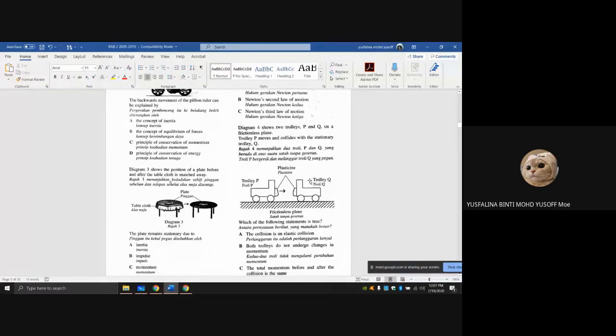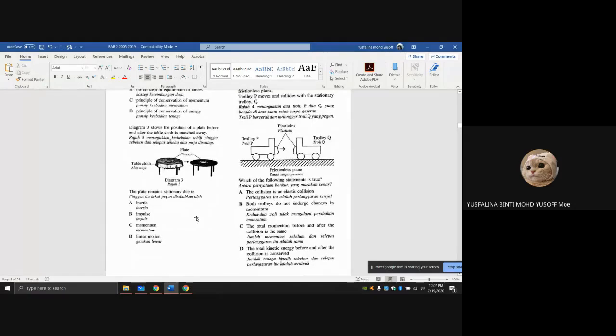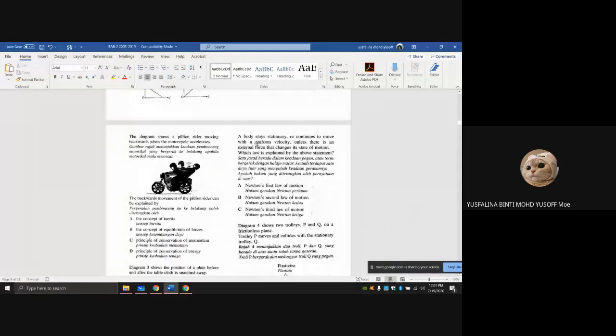The next one is diagram 3, which shows the position of a plate before and after the tablecloth is snatched away. The plate remains stationary due to inertia. A body stays stationary or continues to move at a uniform velocity unless there is an external force that changes its state of motion. Which law is explained by the above statement? Of course, this one is inertia, so Newton's first law of motion.